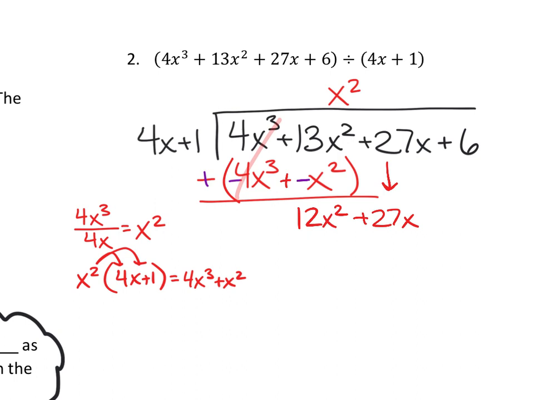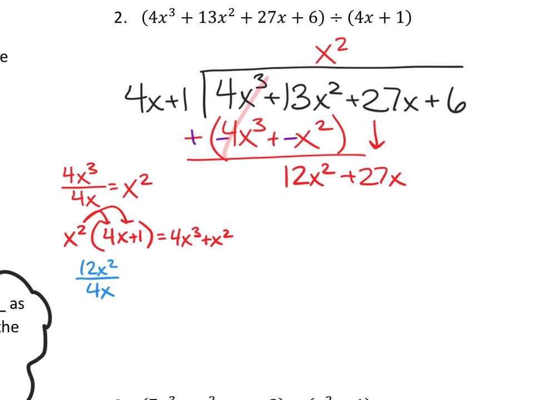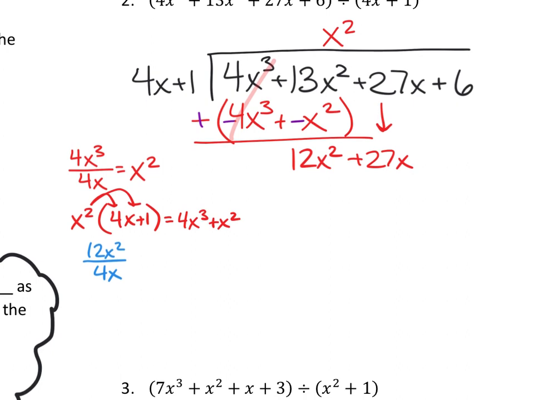Okay, to repeat, I need to do a divide step. What two things am I dividing here? 12x squared by 4x. Yes, so the first term in the new thing that I just subtracted by the first term in the divisor. Sorry, divisor. I said that backwards. Okay, let's take this easy. 12 divided by 4, 3. X squared divided by x, just x. Cool. And that's positive, so I'm going to put plus 3x.